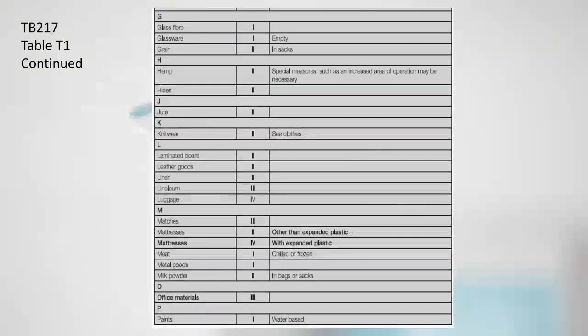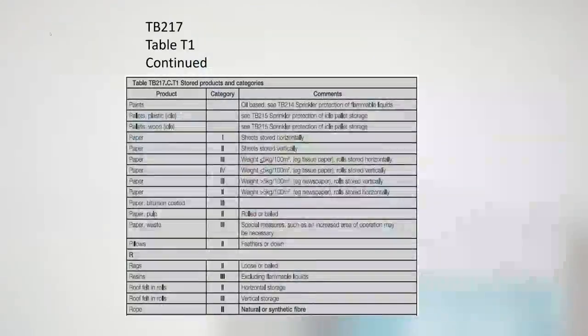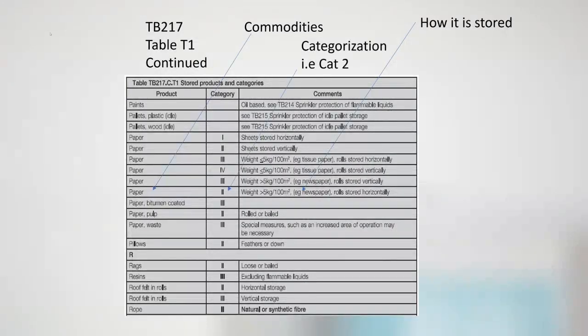Keep going on. Table 1 continued. So, for instance, you get stored paper, stored flat. That's actually quite a low risk because that'll burn the externals of the blocks of paper, but there's no gaps or air to get into the middle of it. So what you're going to find is that it's surface fires. We look here, paper, weight 5 kilograms, all stored horizontally. That's like newspapers, etc. That'd be category 2.